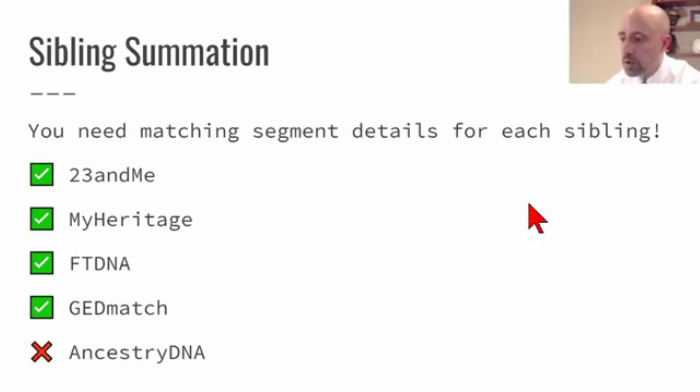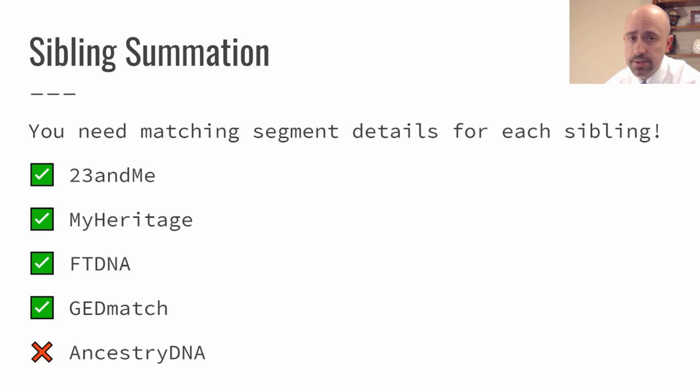So what you'll need to keep in mind with any attempt to utilize this method is that you do need matching segment details for each sibling. And these matching segment details are available at 23andMe, MyHeritage, and GEDmatch. But these details are not available at Ancestry DNA.